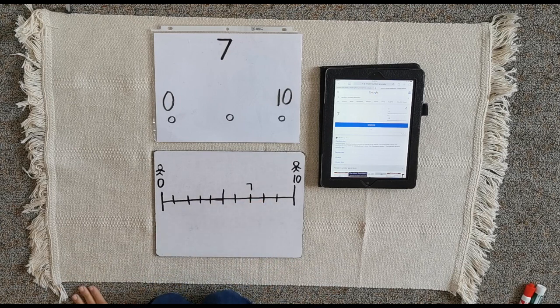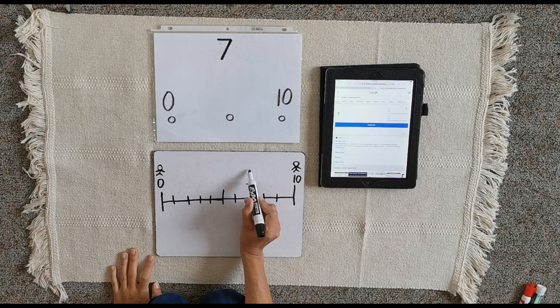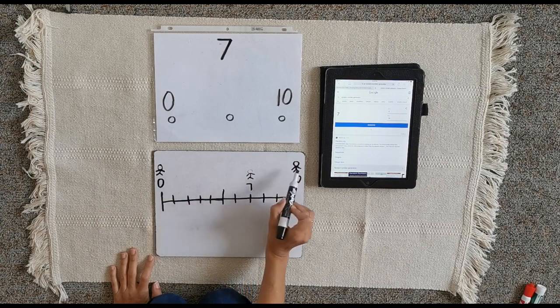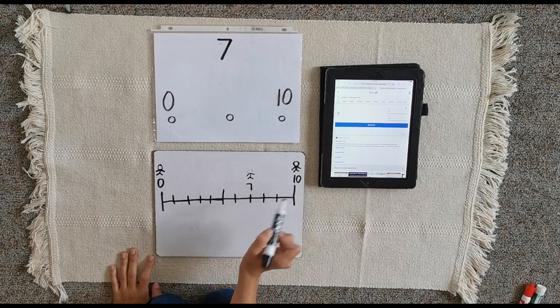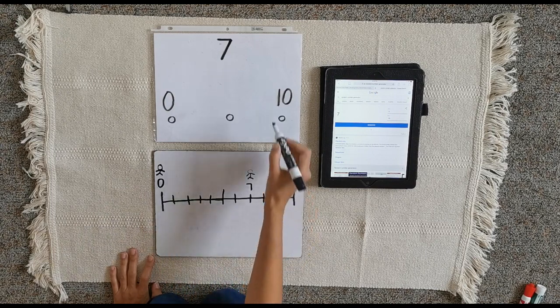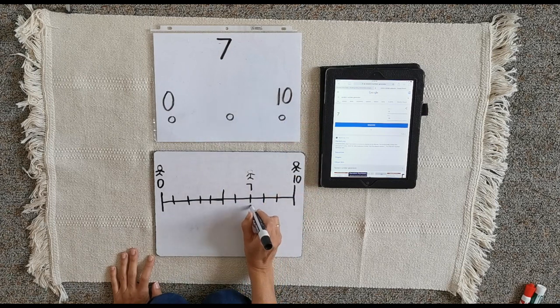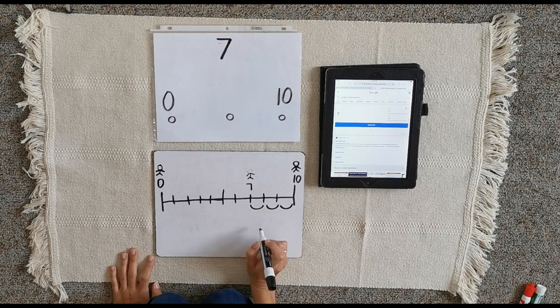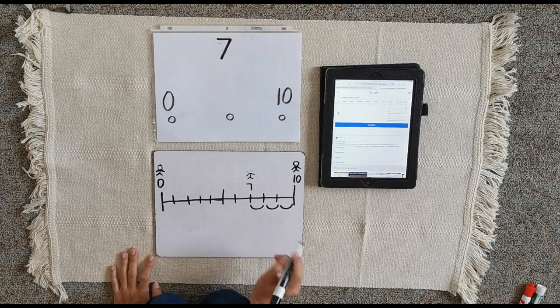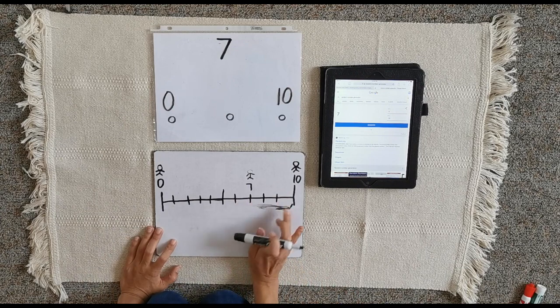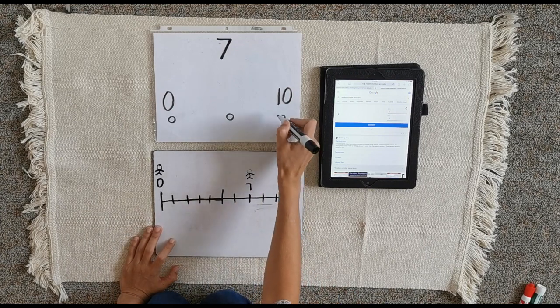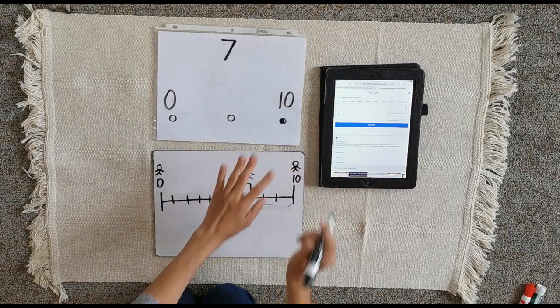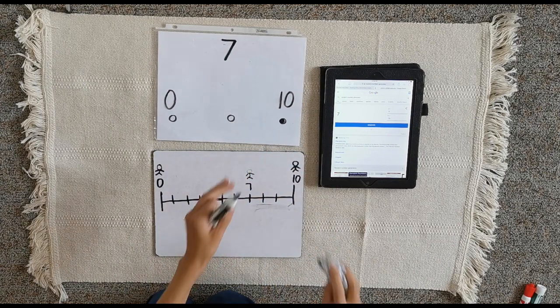And now I can see that 7, if I'm here, in this case, am I closer to my sister, closer to my brother, closer to 0, closer to 10? Closer to 10, exactly, because here I have just 3 jumps, and here I have 7. So this is closer. So I drew the dot here.